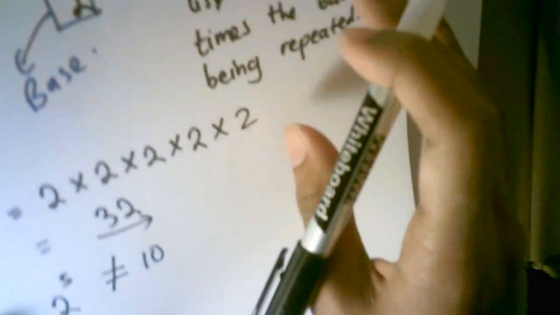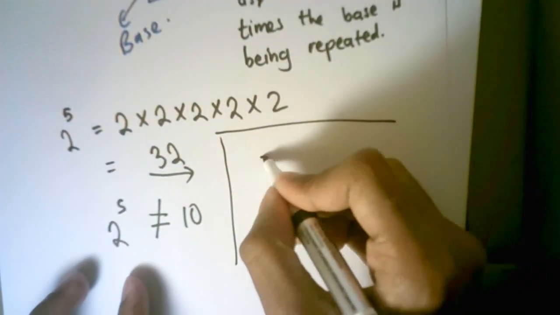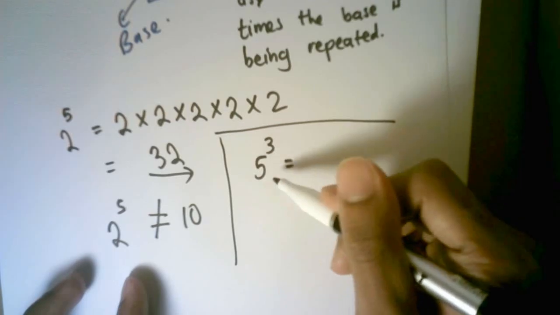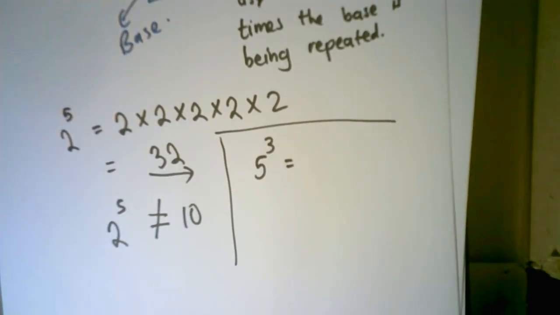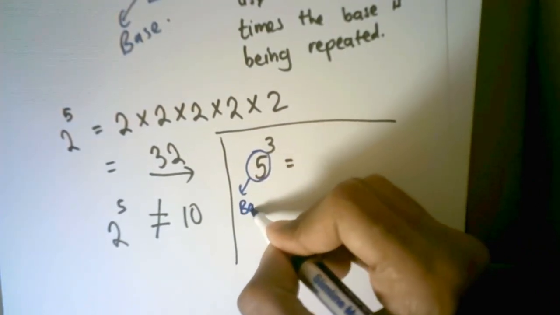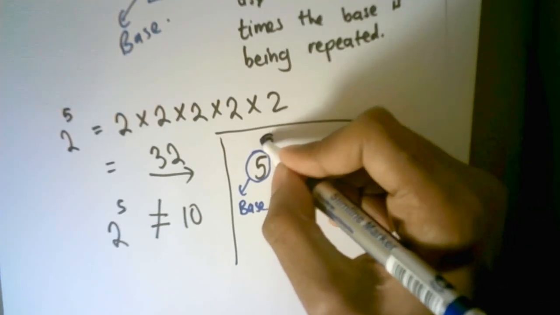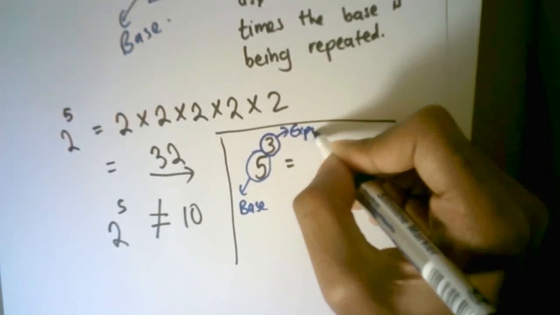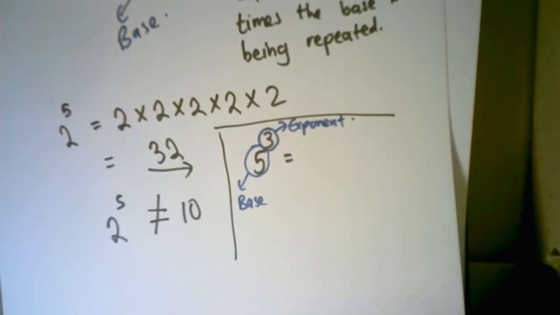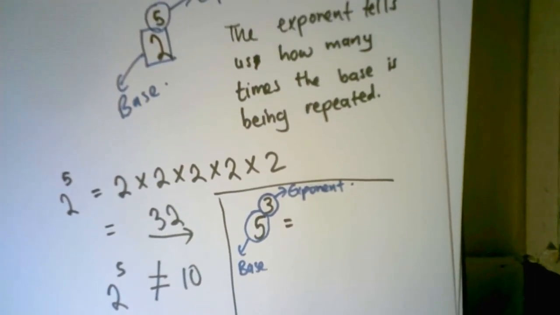So let's take another example very quickly. Let's say we have 5 raised to the power of 3. Let's first classify what's the base and what's the exponent before I continue. The base is the bottom part, which is 5, and 3 is the exponent. It's the number that's superscripted on the top. This is read as 5 raised to the power of 3, or we can say that this is 5 cubed.